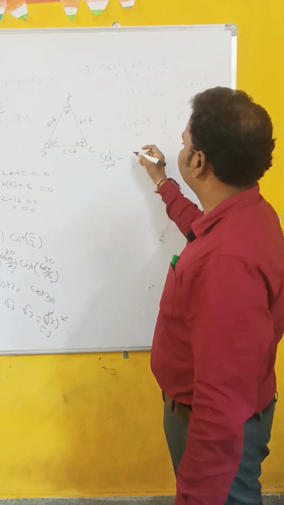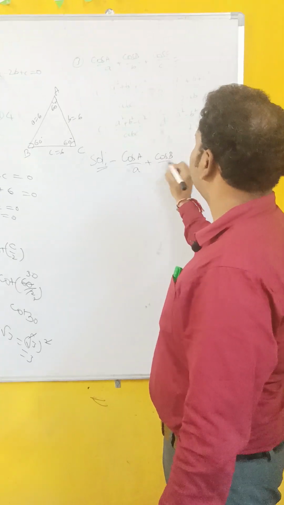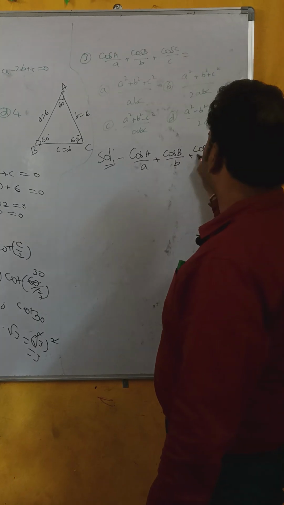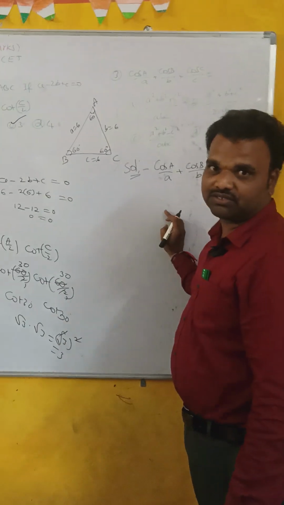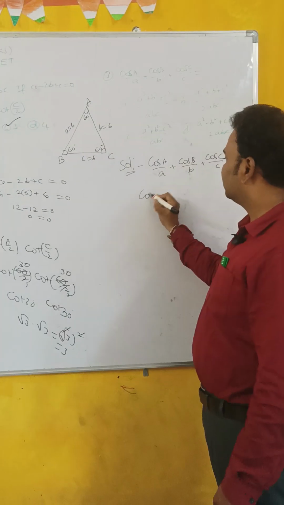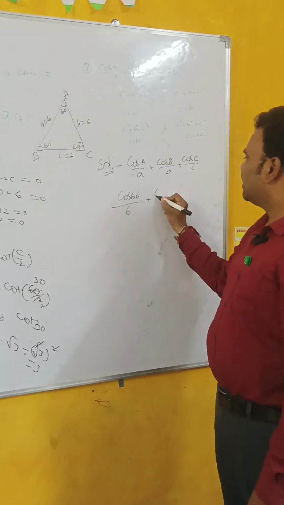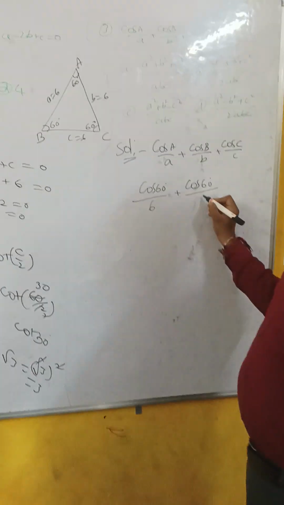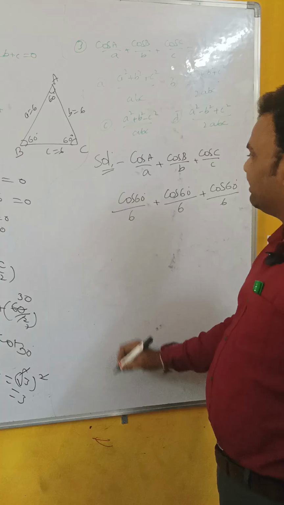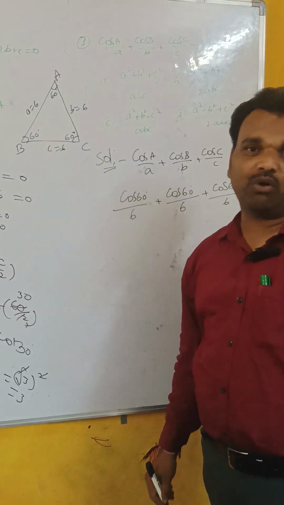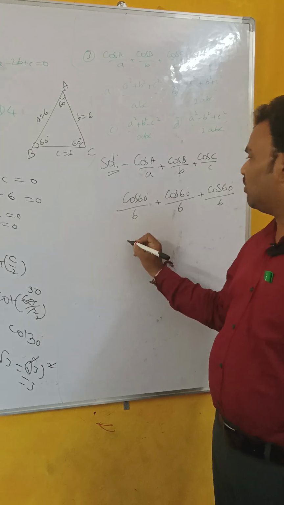Now this is the question: cos A divided by a plus cos B divided by b plus cos C divided by c. This A, B, C are the capital angles only. A should be equal to what? 60 degrees, and side a should be equal to what? 6. Cos B, 60 degrees by 6. Cos C, 60 degrees divided by 6. Okay, cos 60 value should be equal to how much? Cos 60 value is equal to 1 by 2.